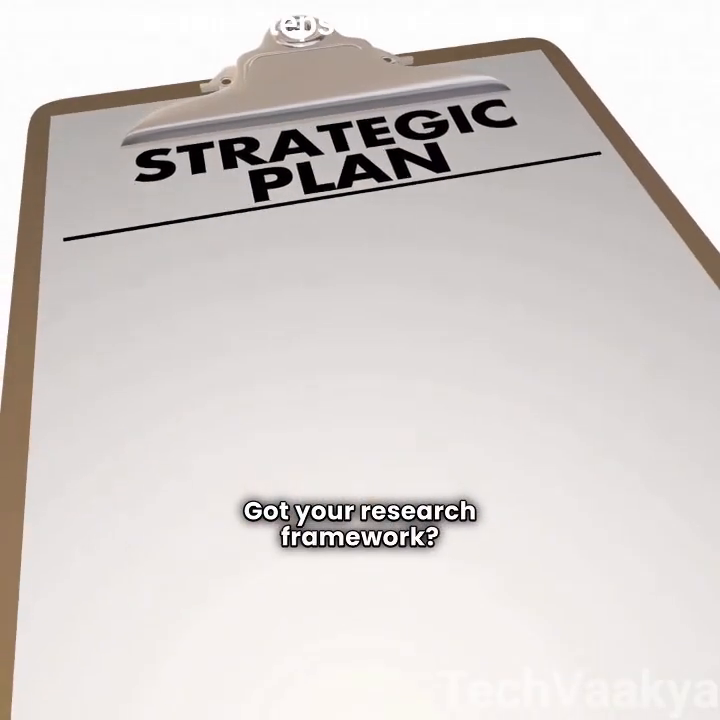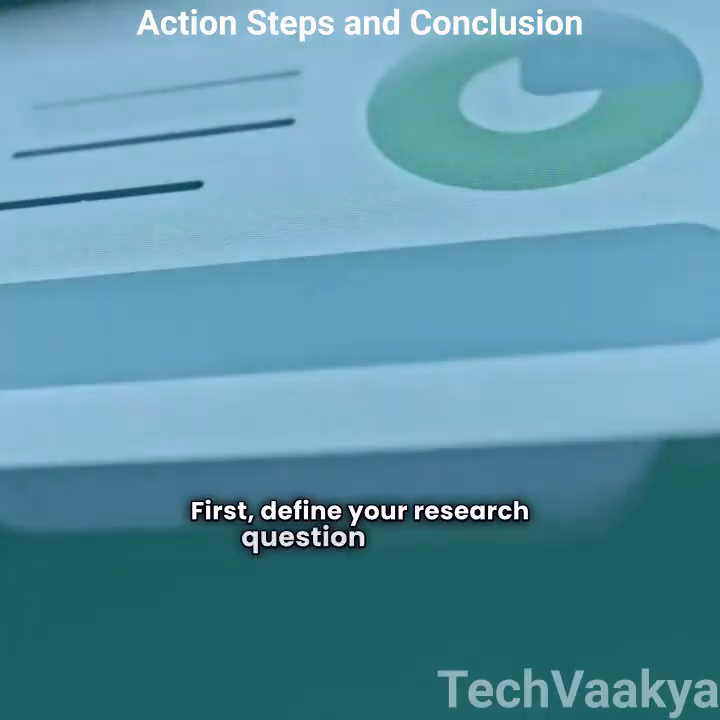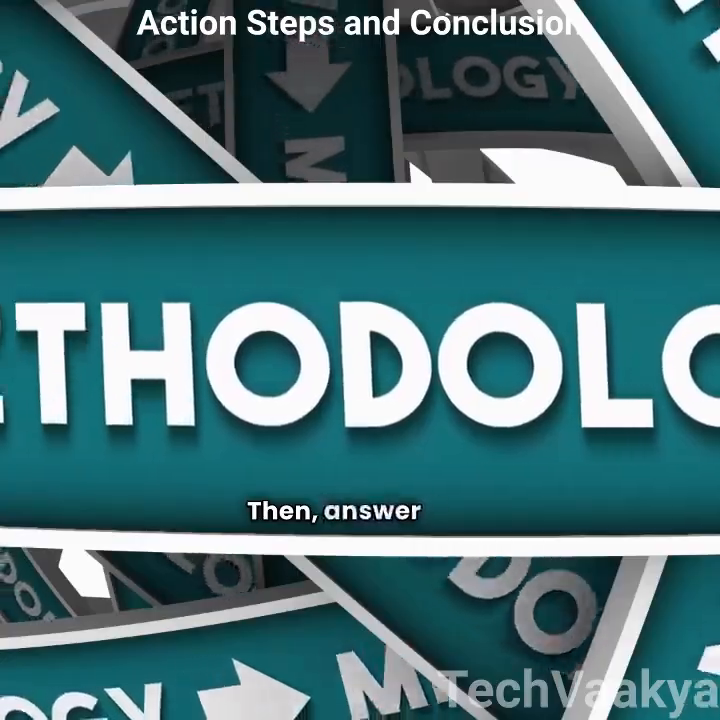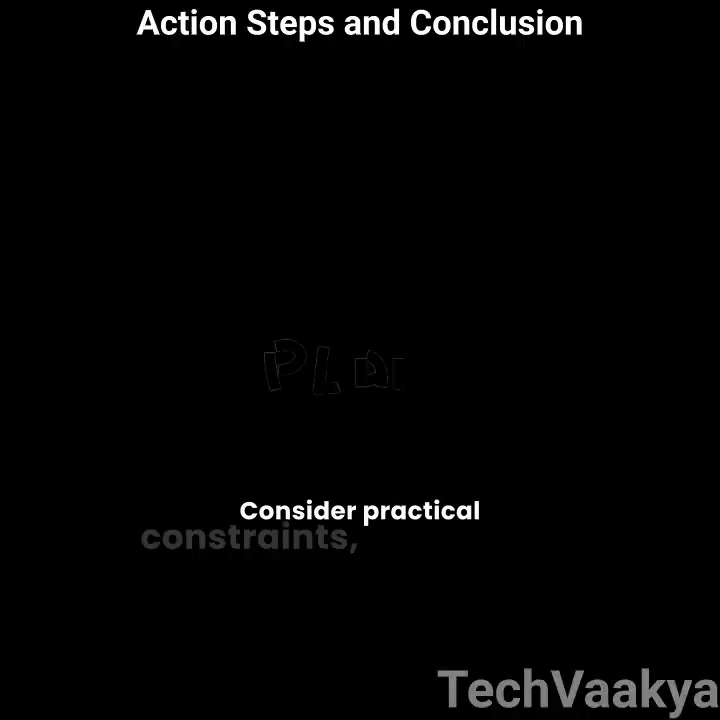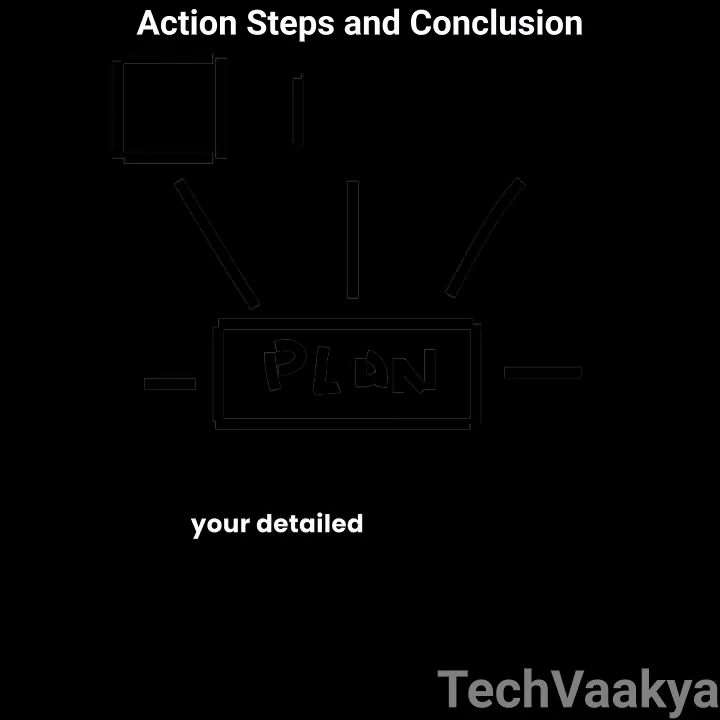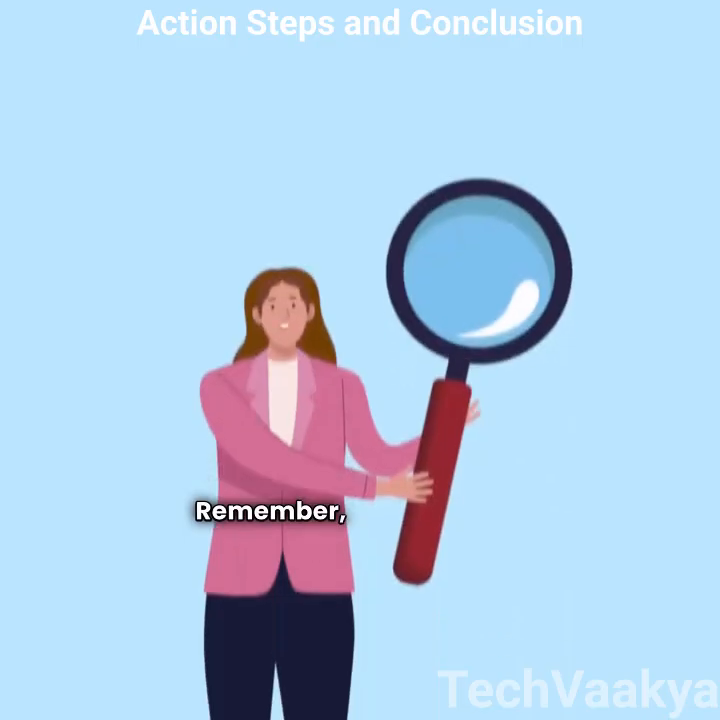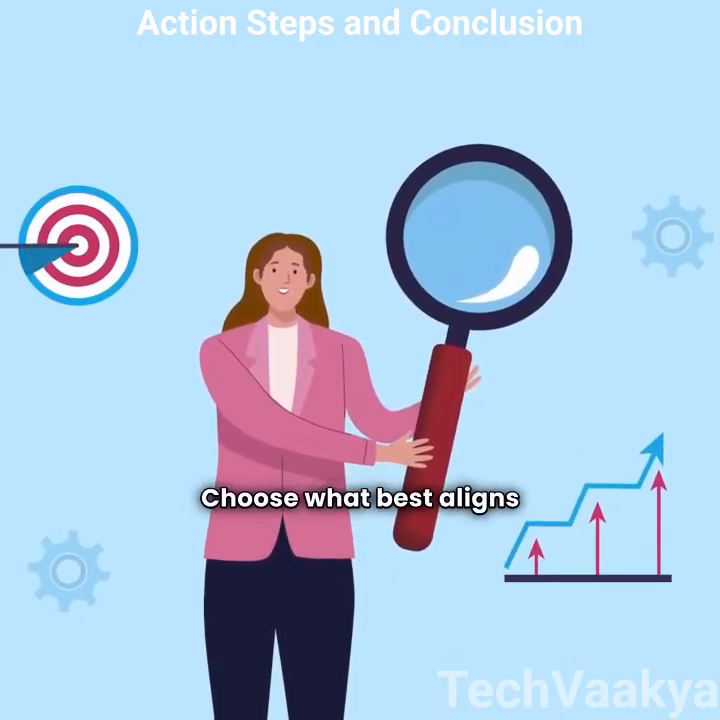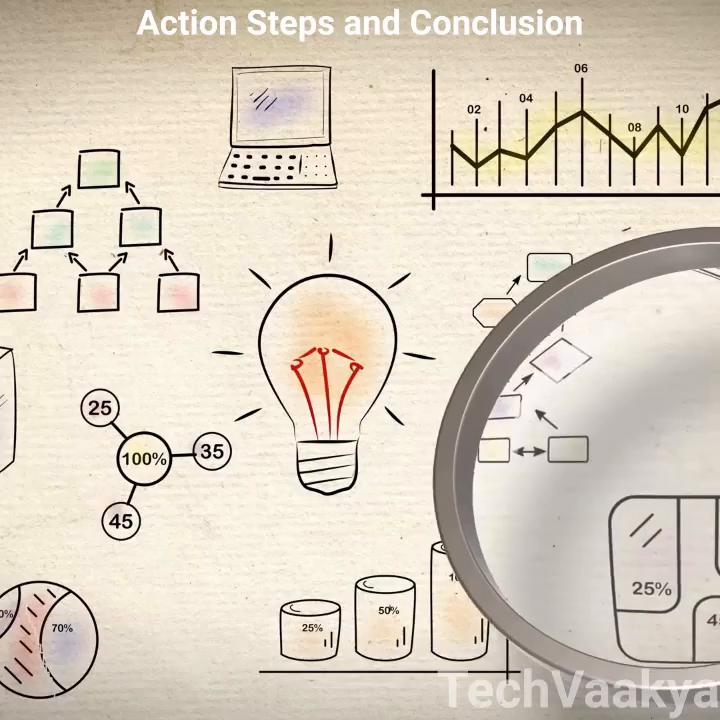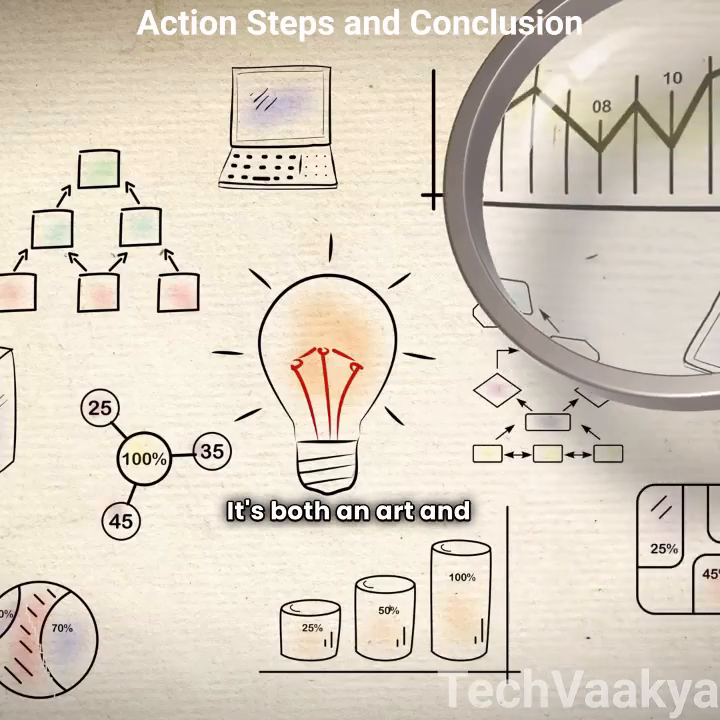Got your research framework? Here's your action plan. First, define your research question clearly. Then, answer key questions and map to appropriate methodologies. Consider practical constraints, then create your detailed design plan. Remember, there's rarely one perfect method. Choose what best aligns with your question and reality. It's both an art and a science.